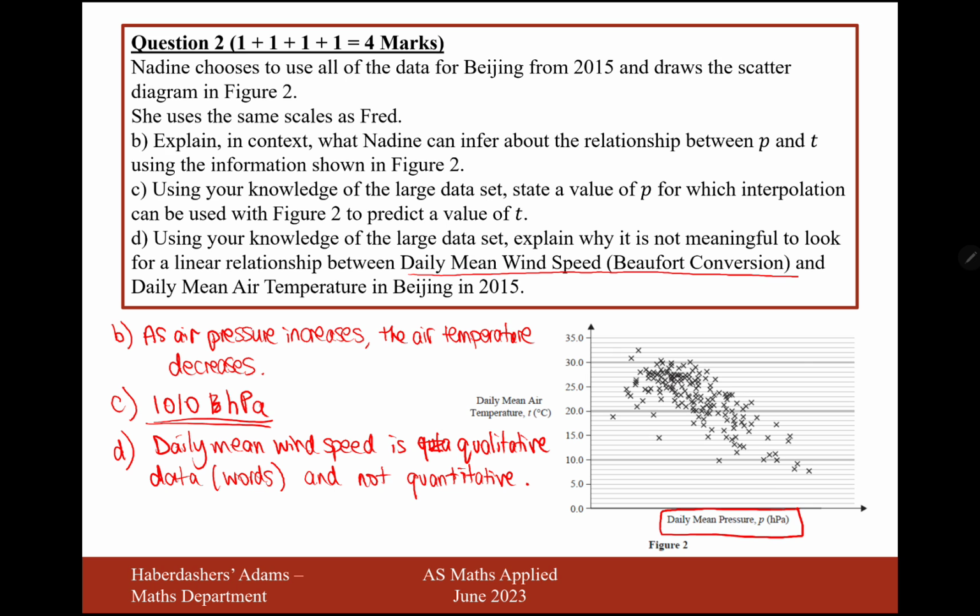That's the answer for question 2 with a total of 4 marks. Let's now move on to question 3.